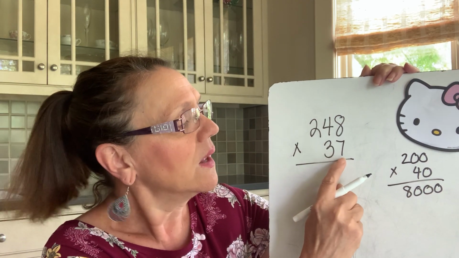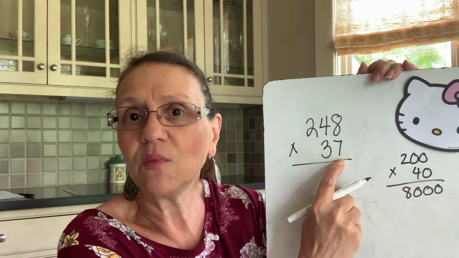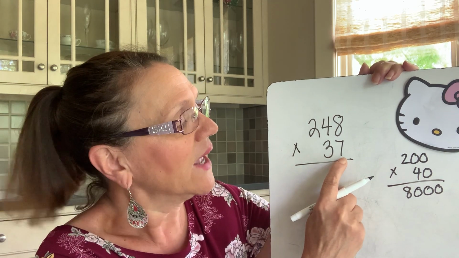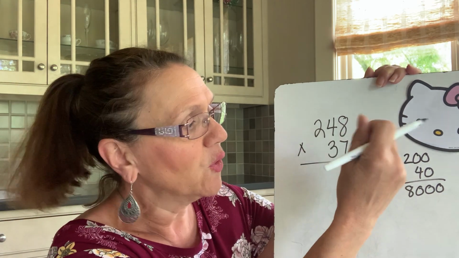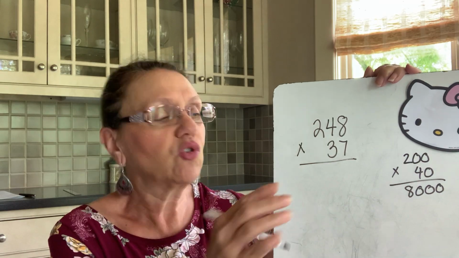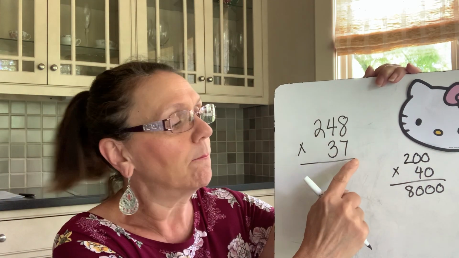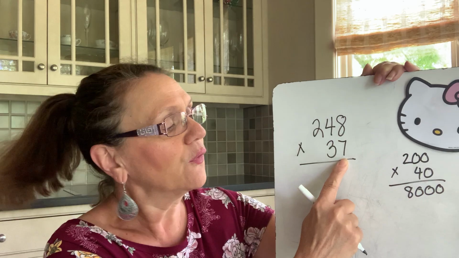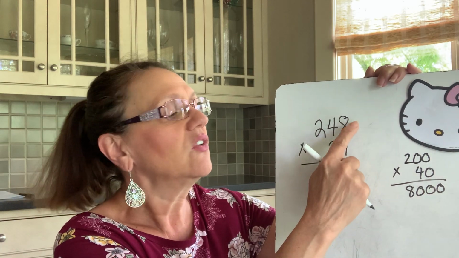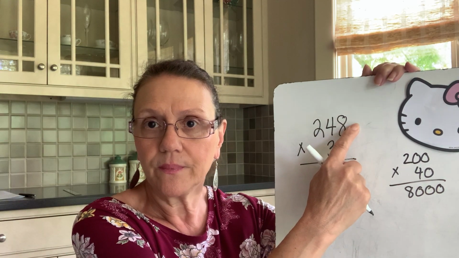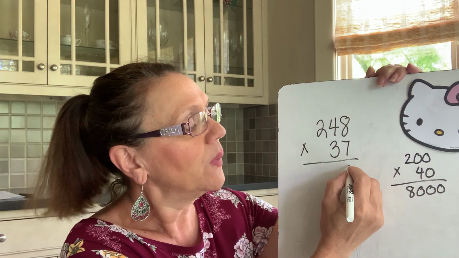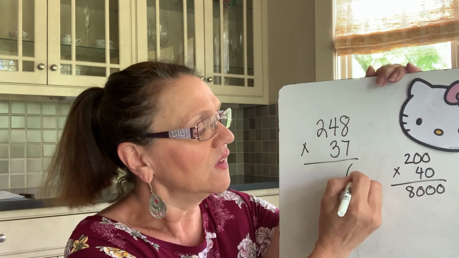Then we start with the ones. In 37, the digit 7 is in the ones place. We start with the ones, and we work from the right to the left. We multiply all the top digits by the ones. So the first question we do is 7 times 8. Okay? So it's 56. So you put your 6 down here.